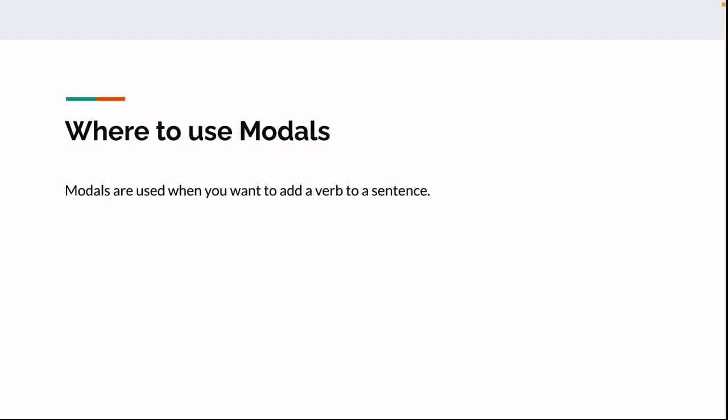Where to use modals? Modals are used when you want to add a verb to a sentence. This is a very simple explanation. You could also use modals when you want to add complexity to a sentence or when you need to be more specific or more descriptive.